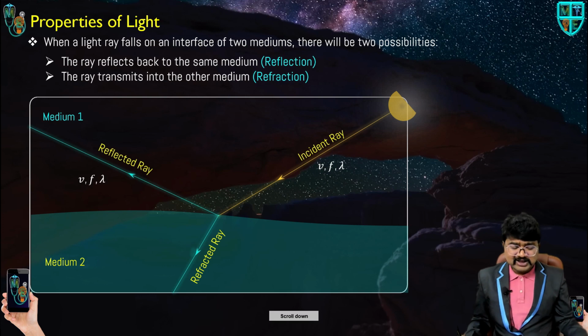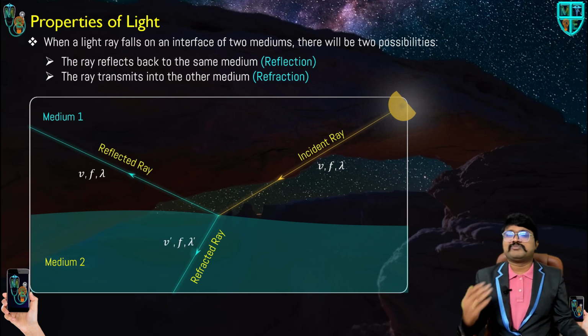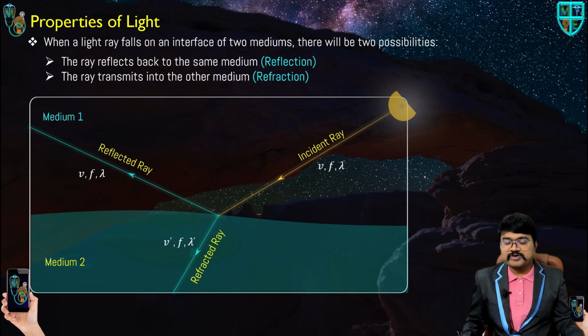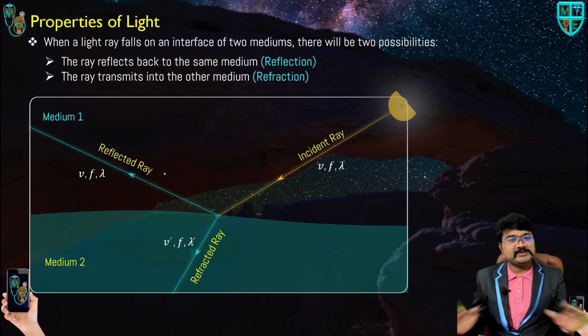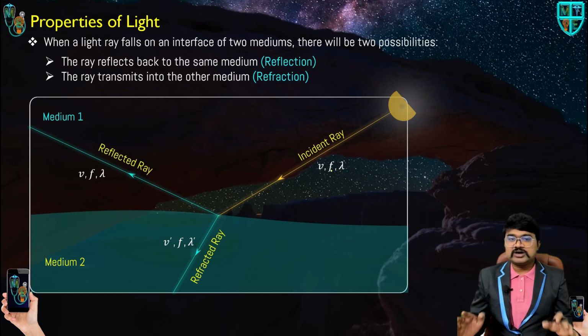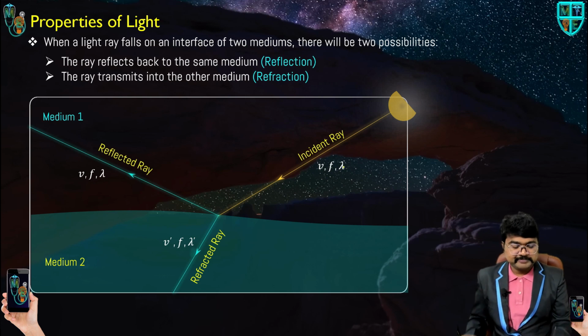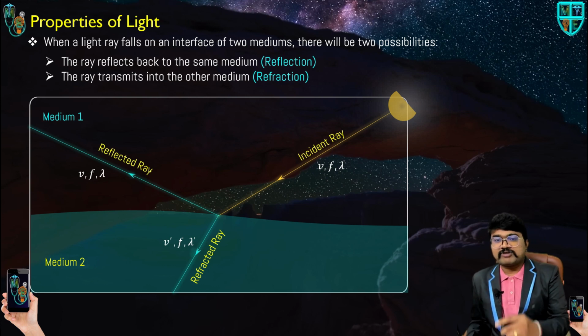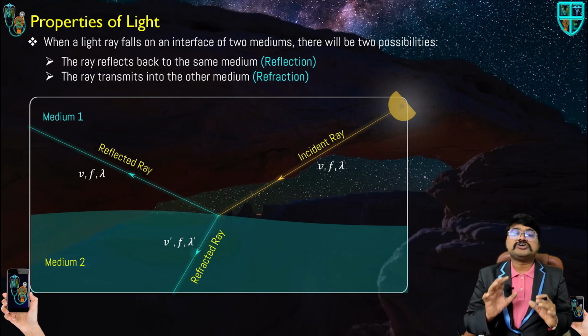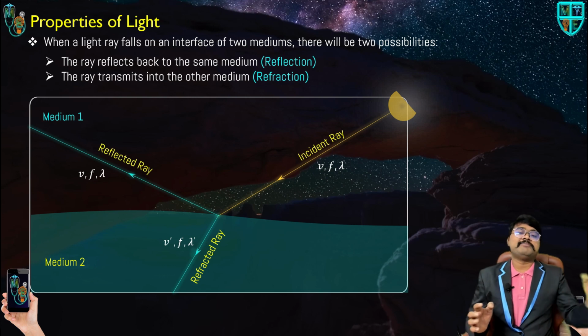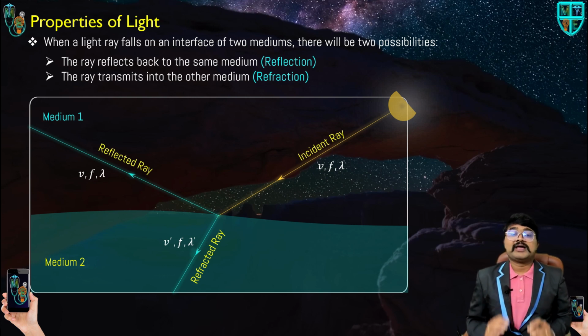So the other medium is one of the important topics. Because of that, the velocity and wavelength of the refracted light will be different. The velocity of the incident ray and the reflected ray will be the same. Frequency is the same for all the rays. The wavelength of the incident ray and of the reflected ray will be the same because of the same medium. In refraction, the velocity and wavelength of the refracted light are not the same as those of the incident ray.